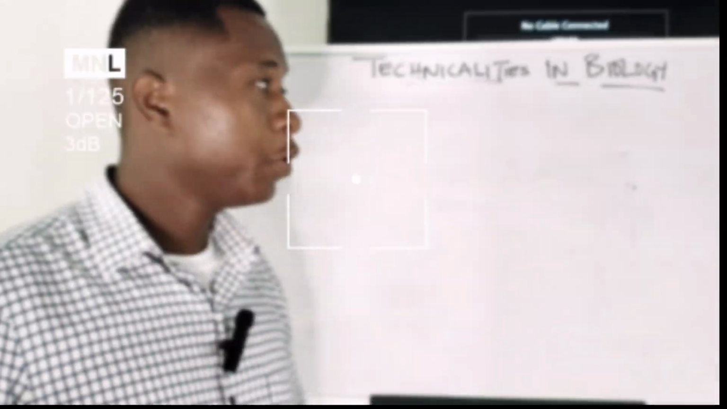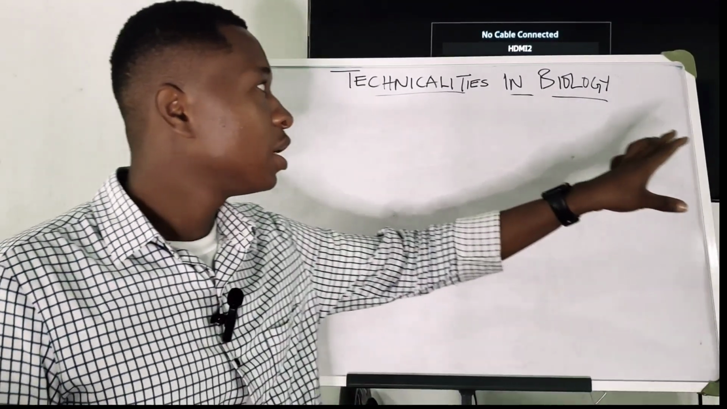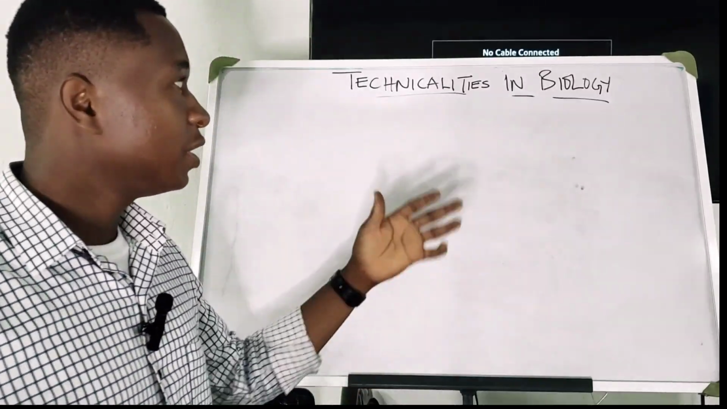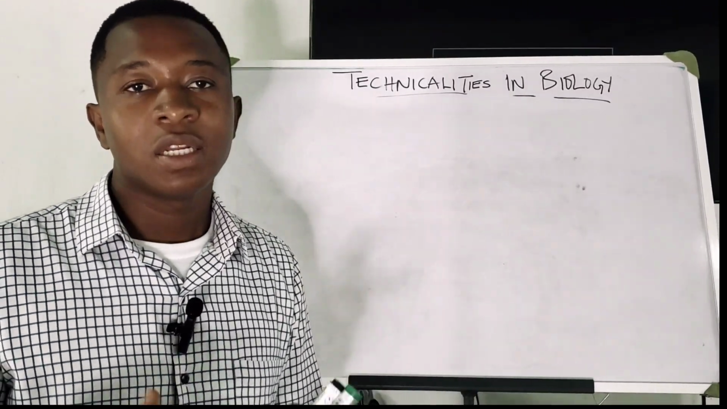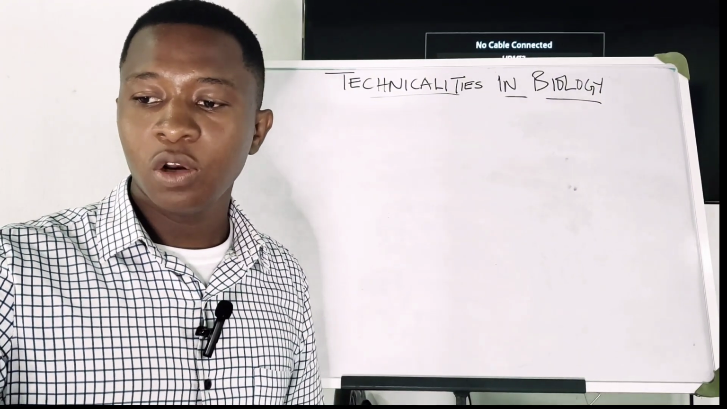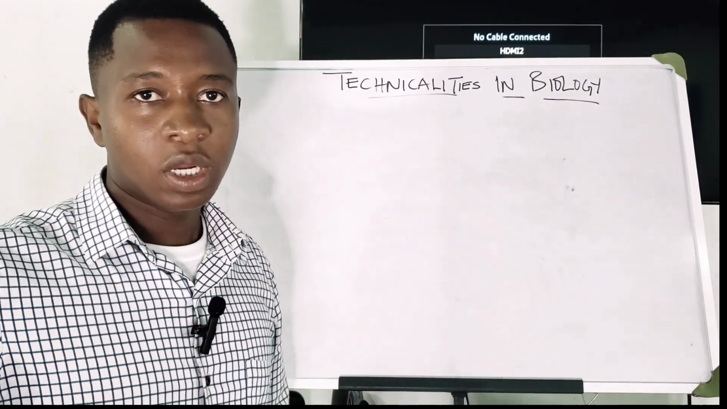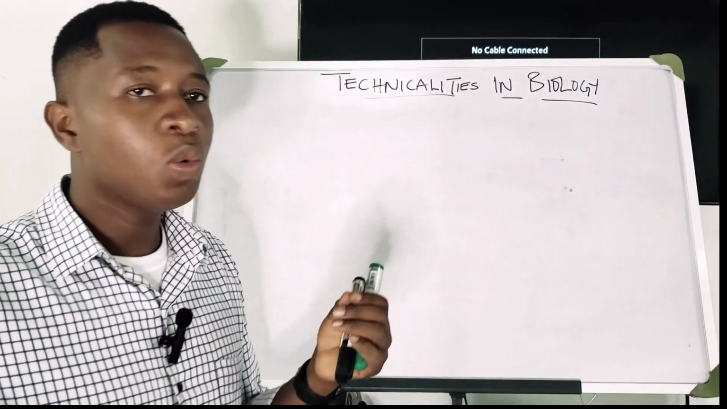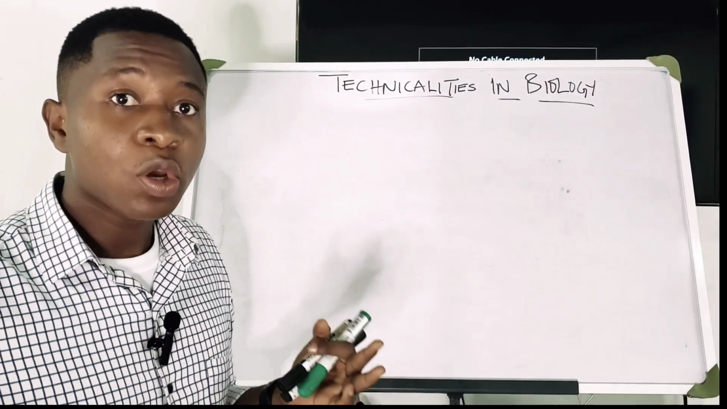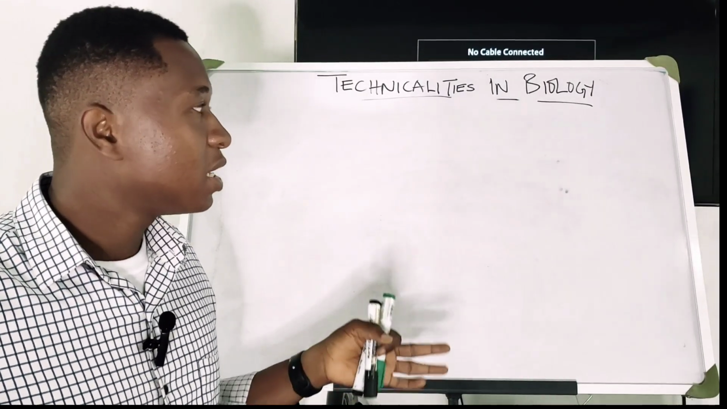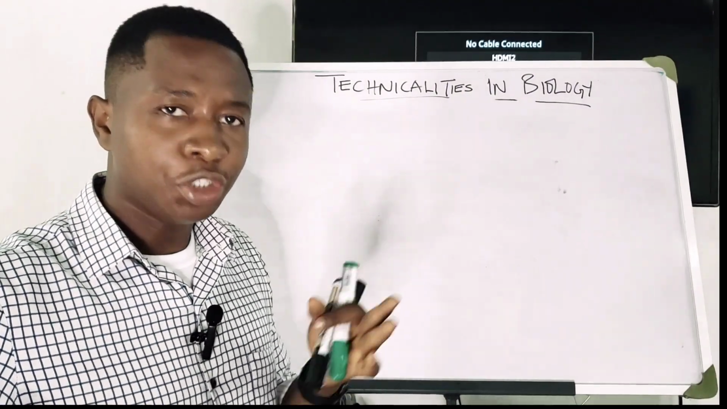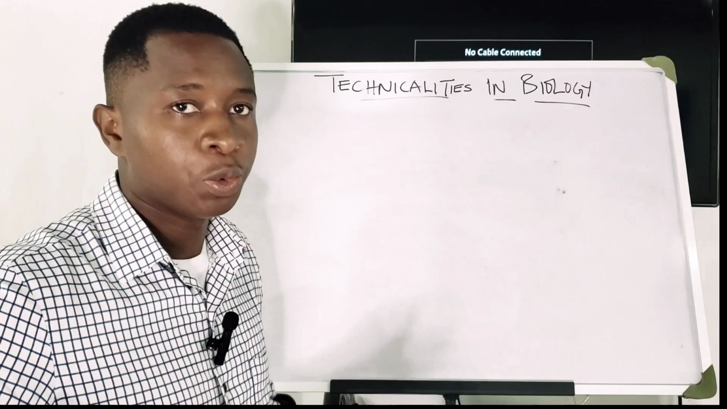Hello guys, in this video we're going to be looking at the technicalities involved in biology. This is specifically for people writing the 2024 WAEC examination. Now we have a lot of things to look out for. It is very important to know these little minor errors. They look insignificant, but they're very significant because this is where your examiner is able to ascertain if you are really sure of what you're doing.